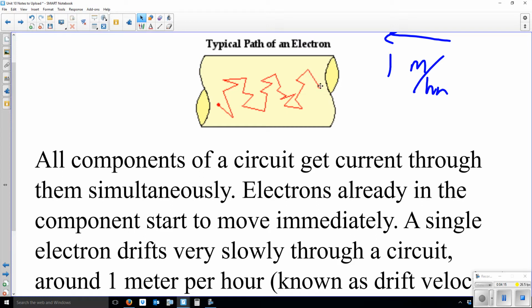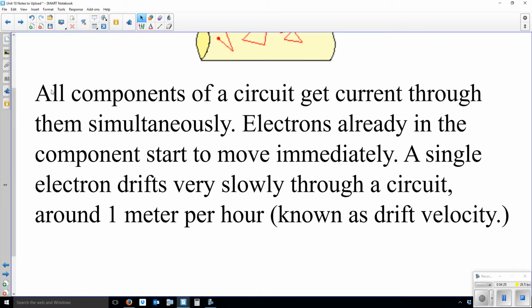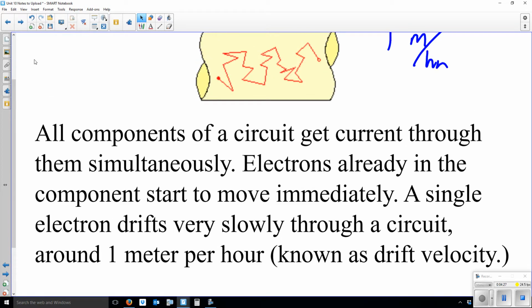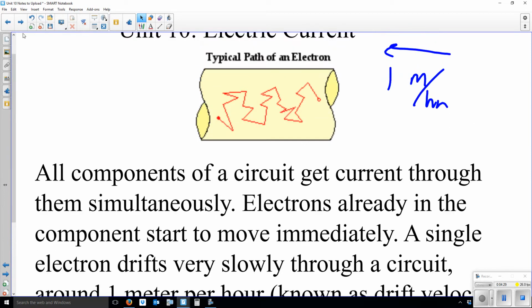Most of that is because they are zigzagging around, so they don't actually get but a single meter over the course of the hour. So while the current is instantaneous, an actual single electron does not move that far.